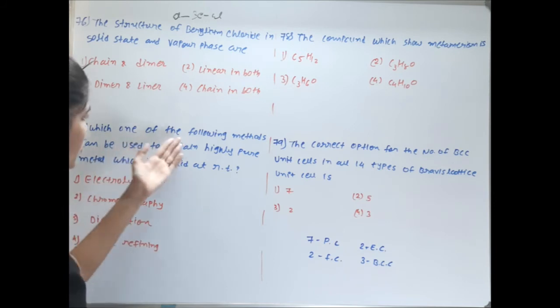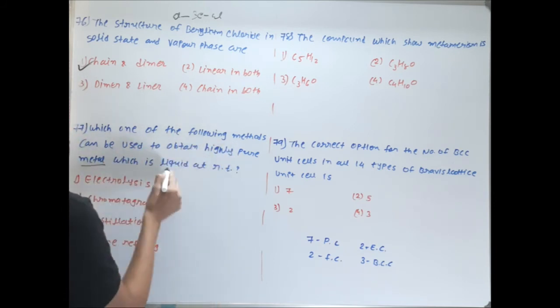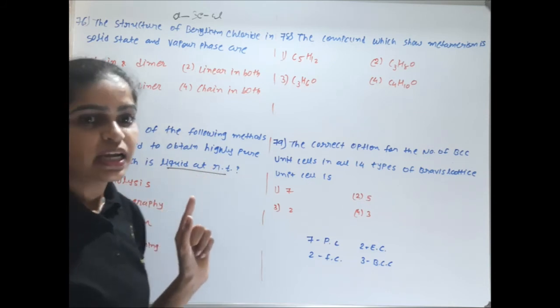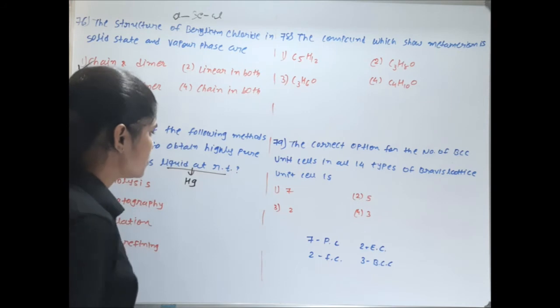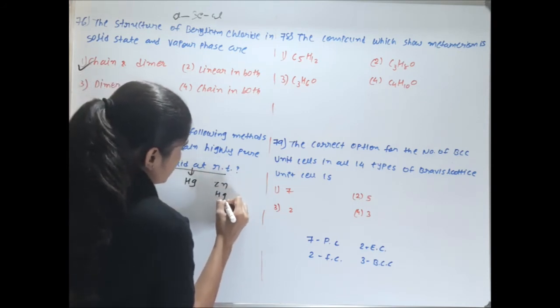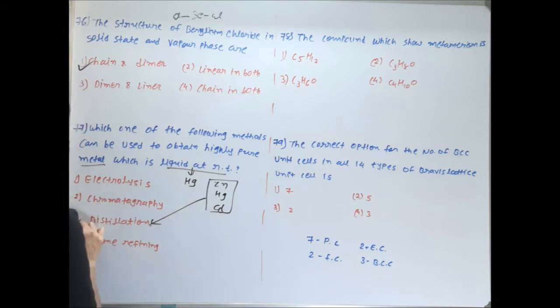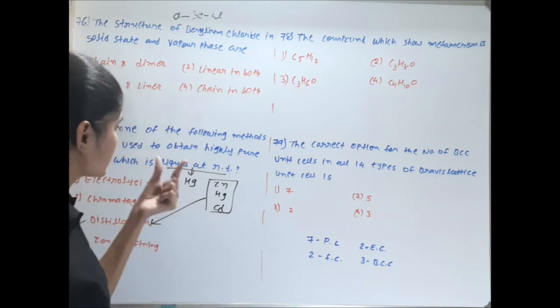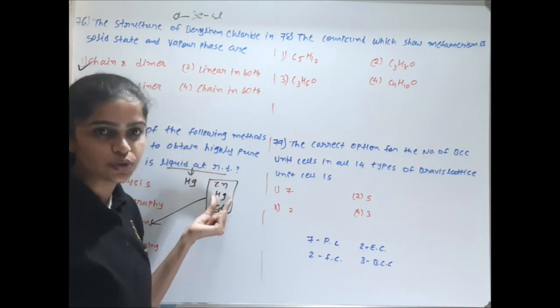Next is: which one of the following methods can be used to obtain highly pure metal which is a liquid at room temperature? The metal that is liquid at room temperature is mercury. For Zn, mercury and cadmium, we use the distillation process. So the right option is distillation. The only key point is the liquid at room temperature, which is mercury.